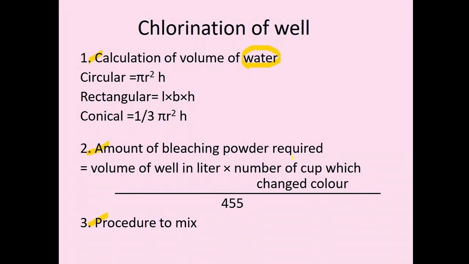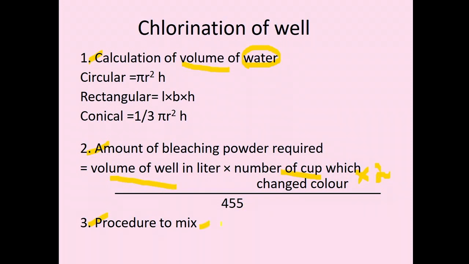Amount of the bleaching powder required is given by the formula. If suppose the third cup shows blue color, then it means 6 gram is needed to disinfect 455 liters or 1 gallon of water. So the amount of bleaching powder required is always given by the formula. After calculating the volume of the well, we have to substitute here. Then the number of cups, which is changed the color, 3. Actually in the formula it is missing here. So into 2 has to be there. Divided by 455 will give the amount of bleaching powder required to disinfect the well.